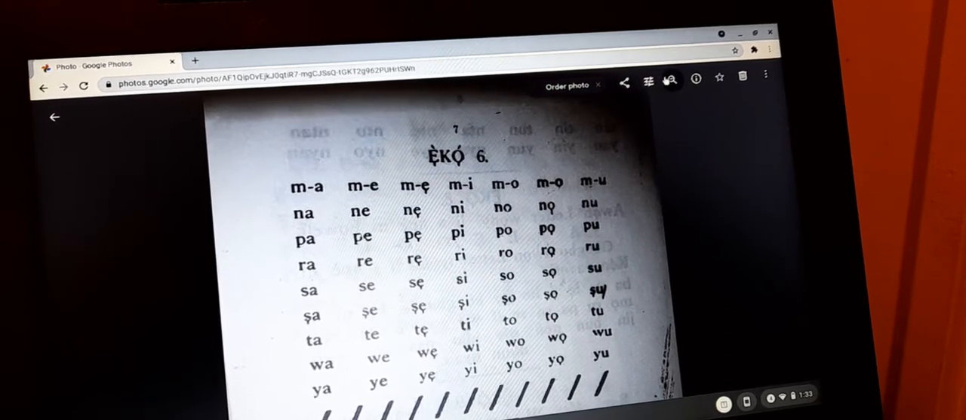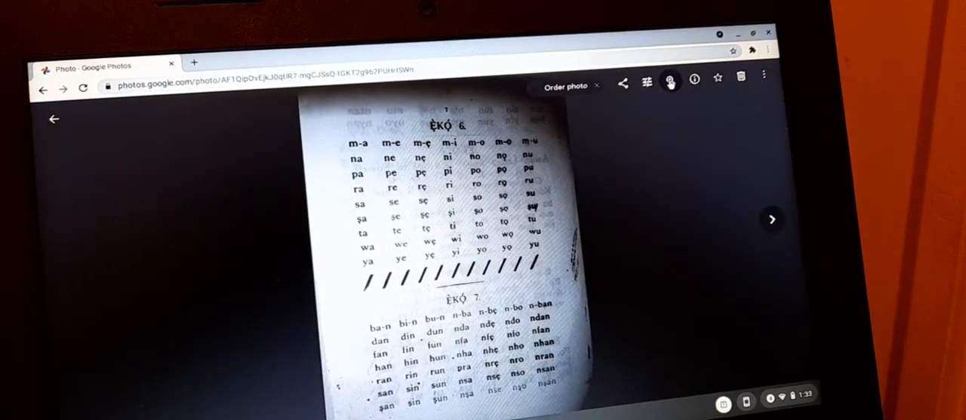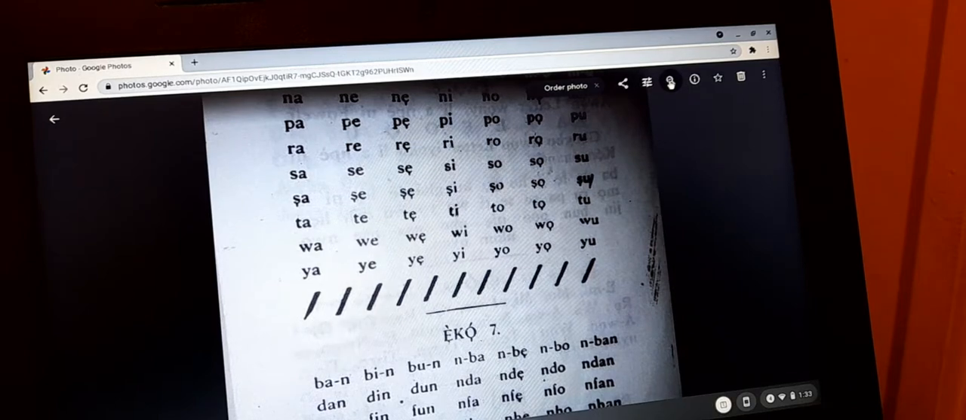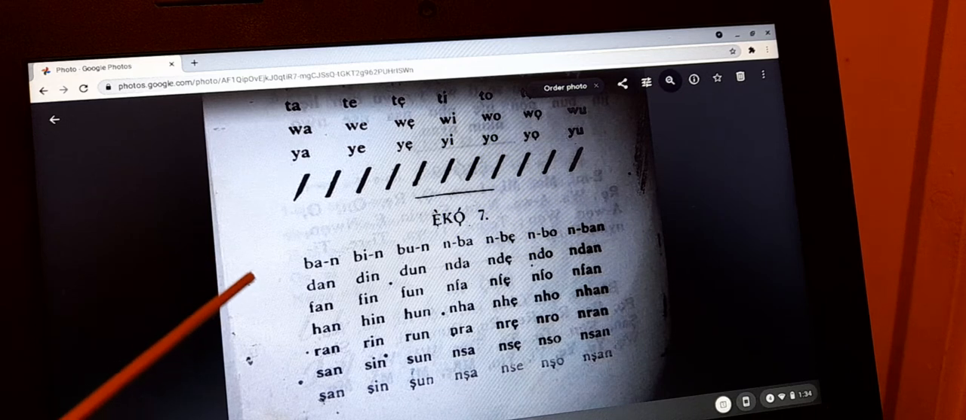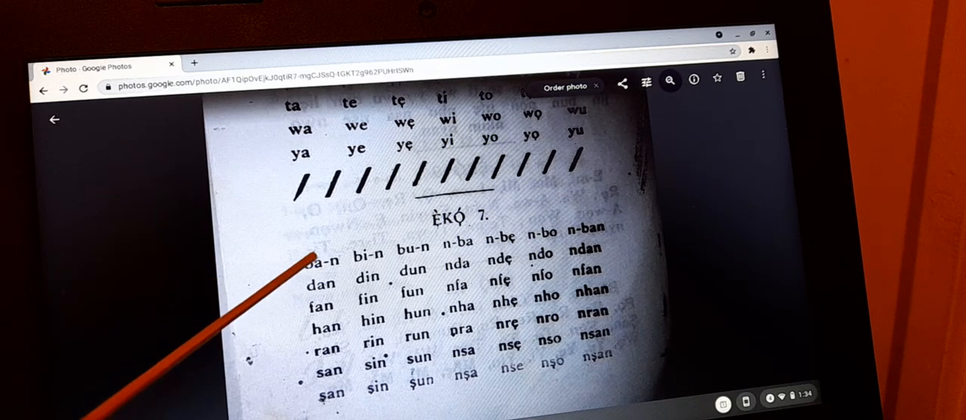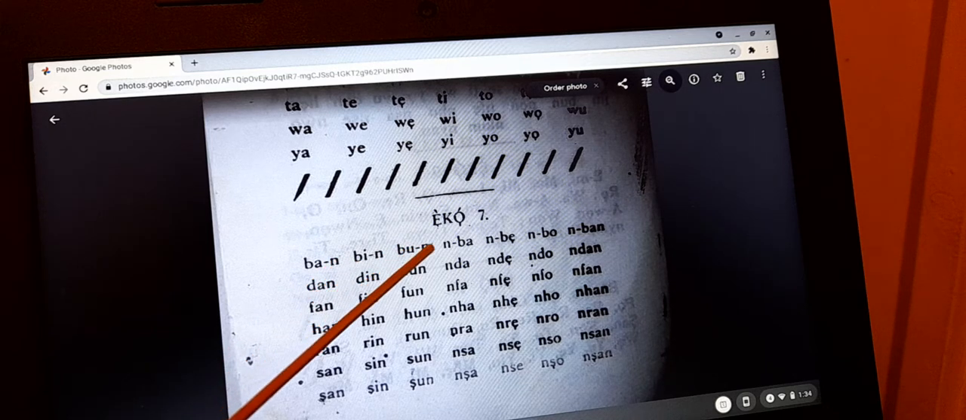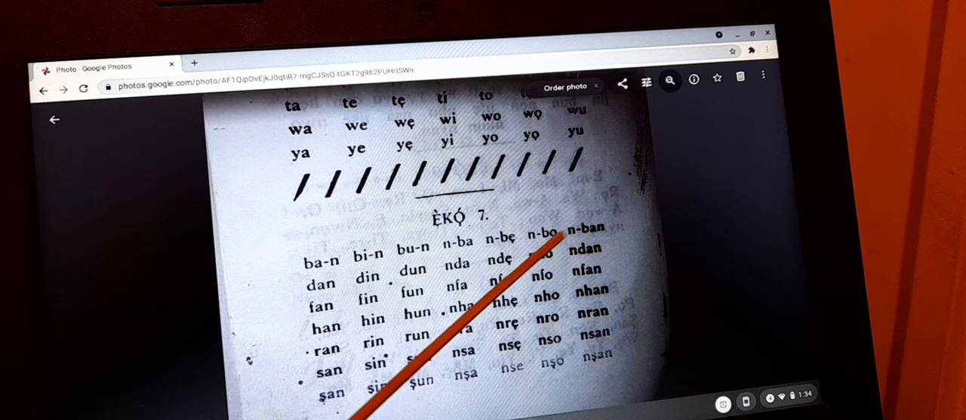We go to lesson 7. This is lesson 7. So lesson 7 too is about pronunciation. So you will see that this is ba ba bi bu mba mbe mbo mba.